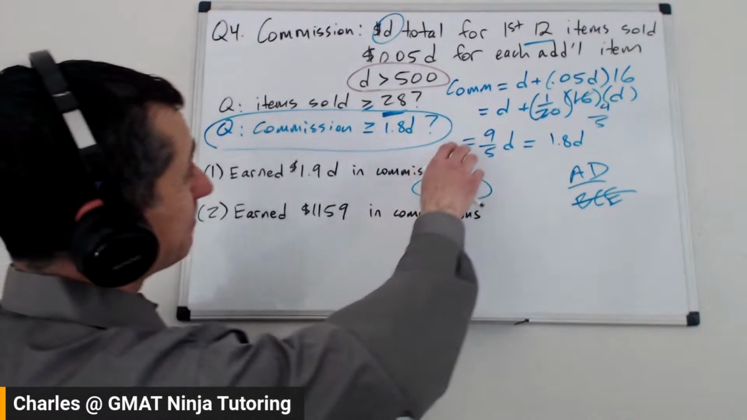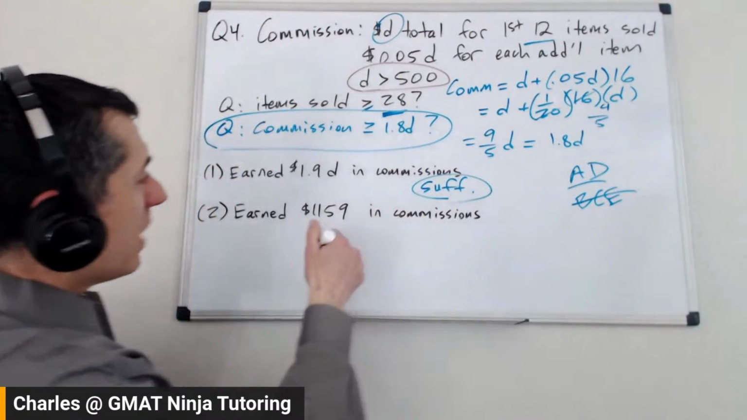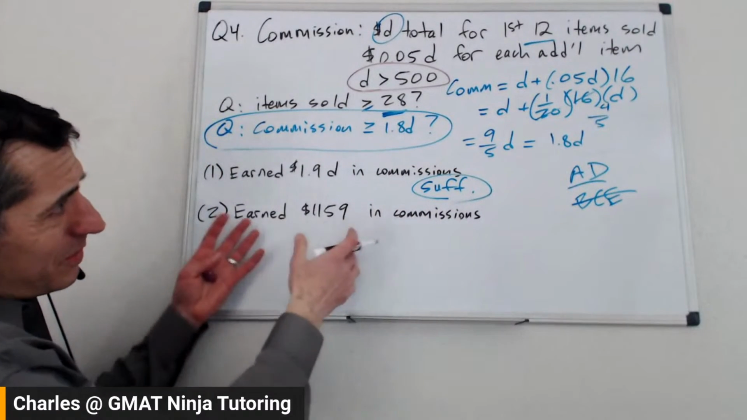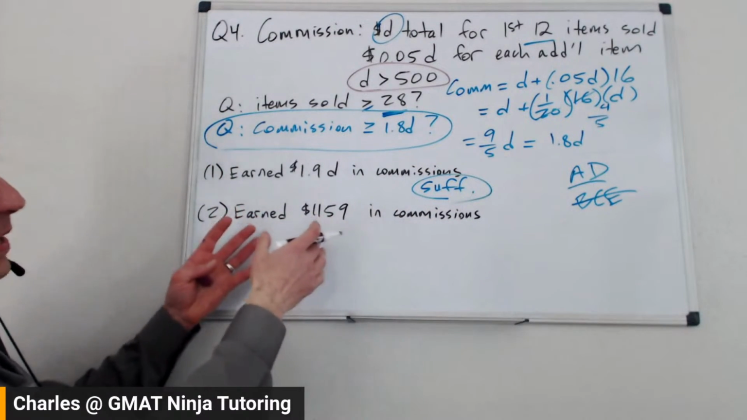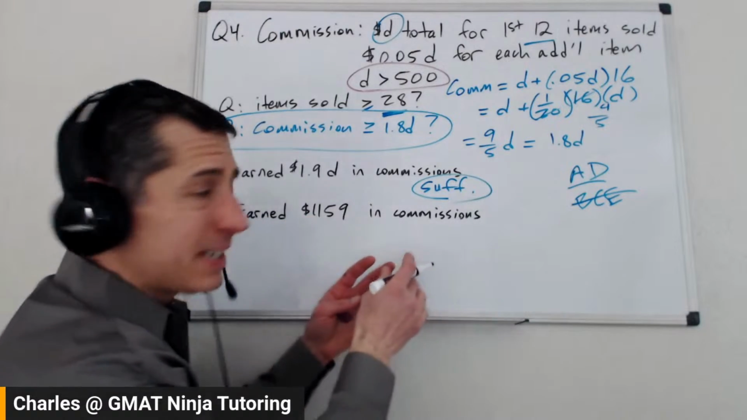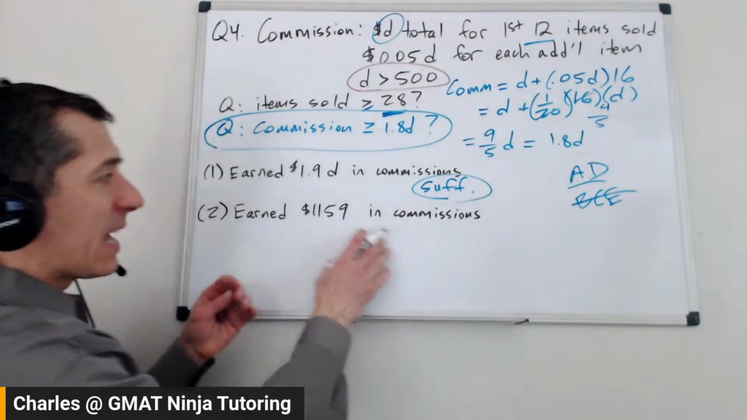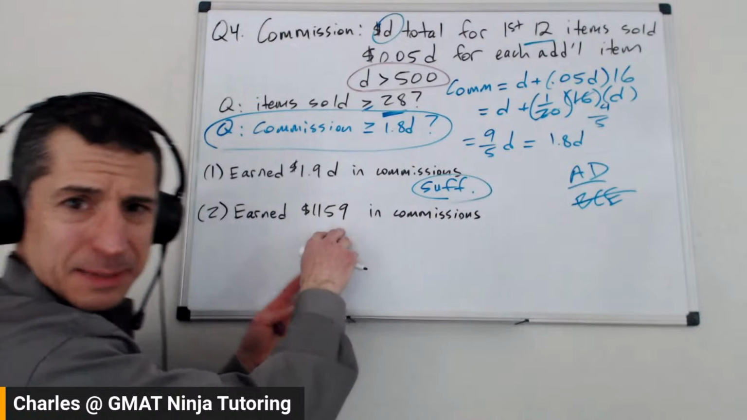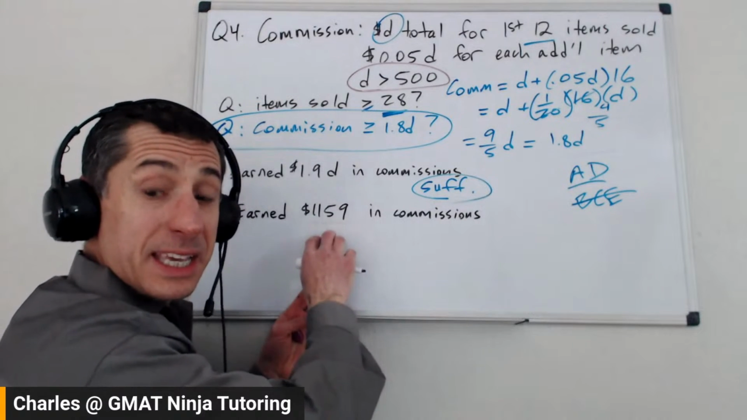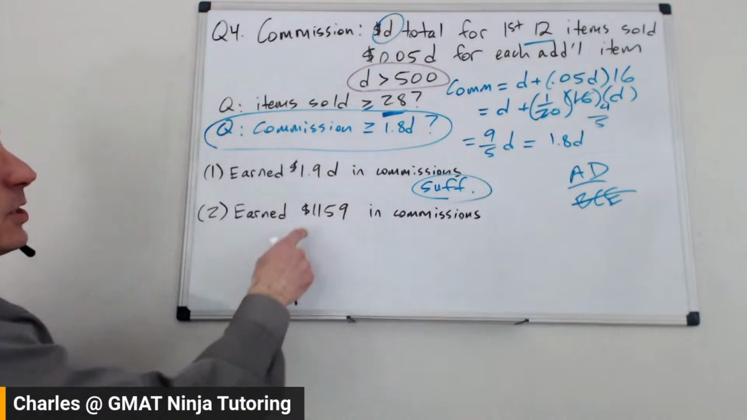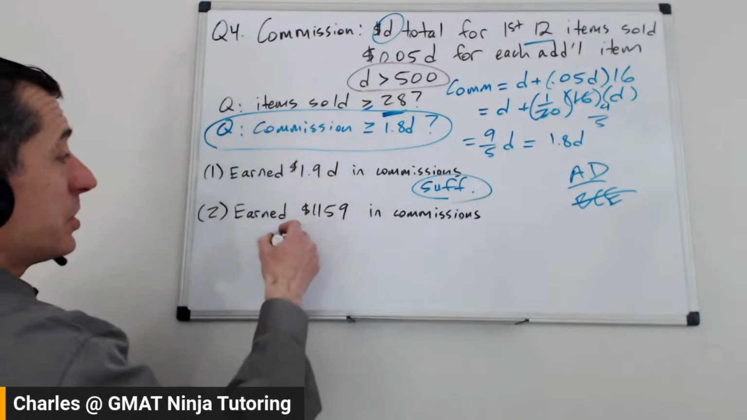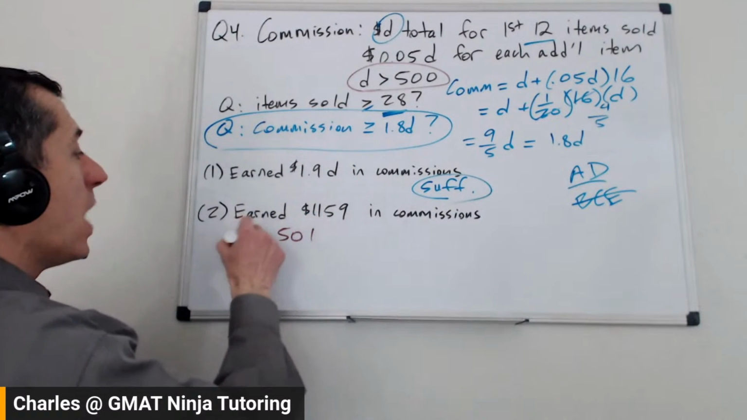$1,159 in commissions. Okay, well, you could look at that and realize right away, some of you are probably looking at it and going, yeah, I know that's not going to be sufficient. My answer is A. Others are going to go, yeah, but it seems like that should tell me something really valuable. Here, it actually really doesn't. So let's suppose here that D is equal to 501.